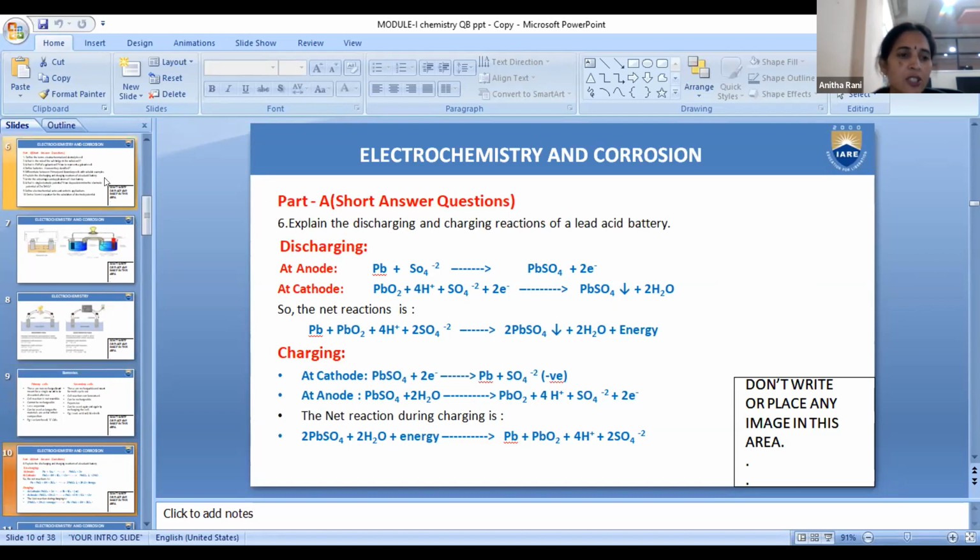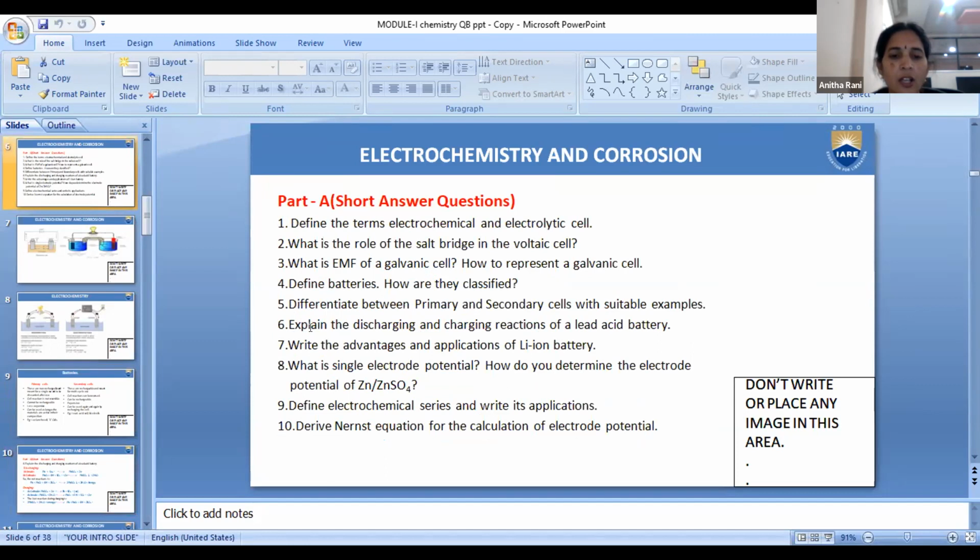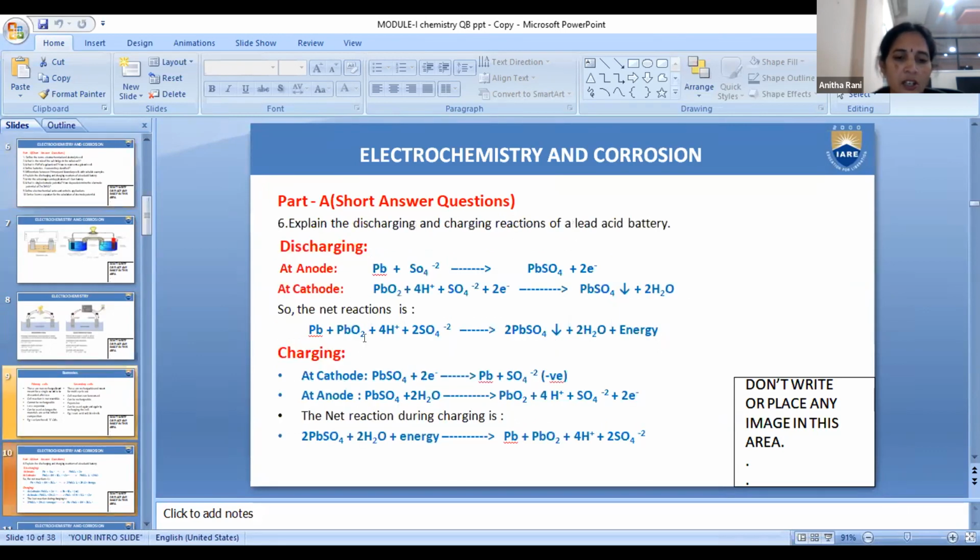Here the question is in short answers: explain the discharging and charging reactions of a lead acid battery. We only have to write the discharging reaction and charging reaction. What happens at the anode during discharging? Lead undergoes an oxidation reaction, losing electrons, and Pb2+ ions react with sulfate ions, forming lead sulfate at the anode.